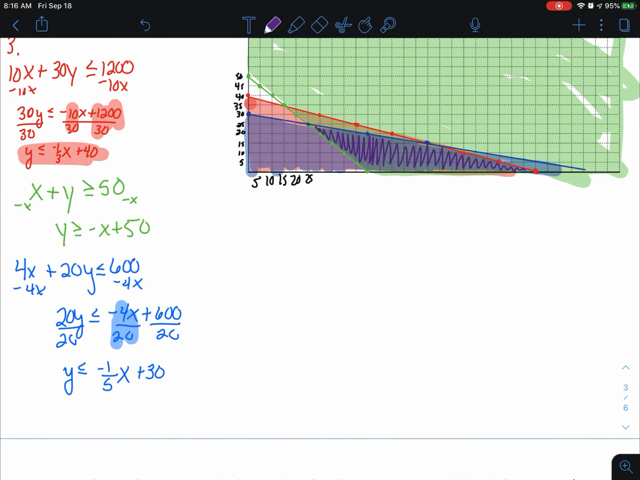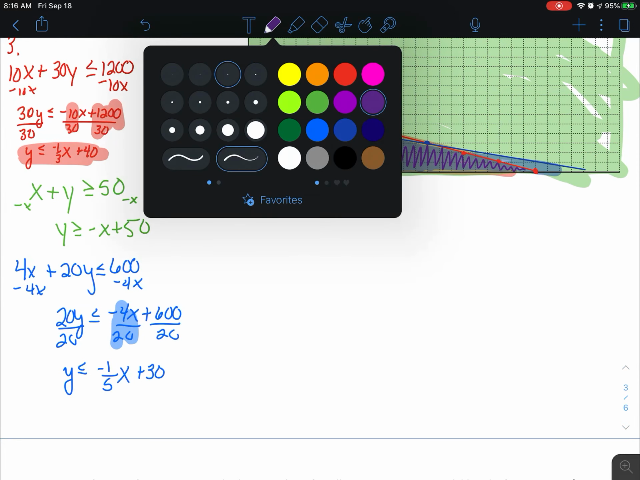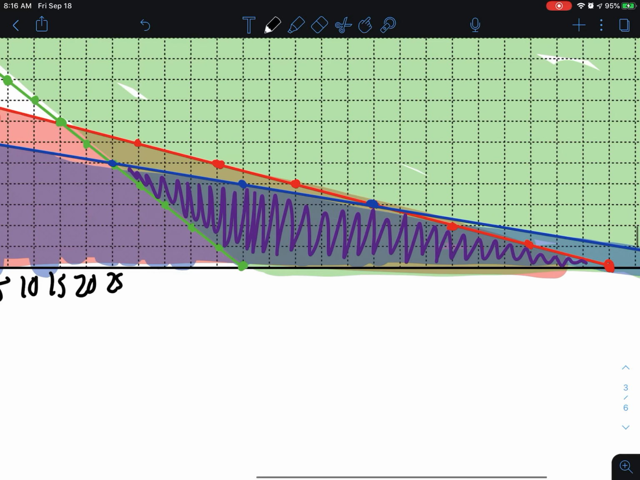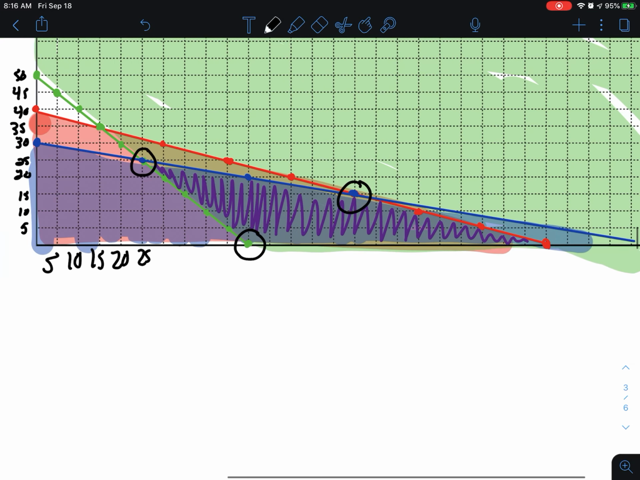However, we don't want just something. We want to maximize our profit. We want the biggest profit possible. That will happen at our vertices or our corners. So here or here, let's see, where else do a couple of graphs come together? Here or here. Those are the edges of my purple area.